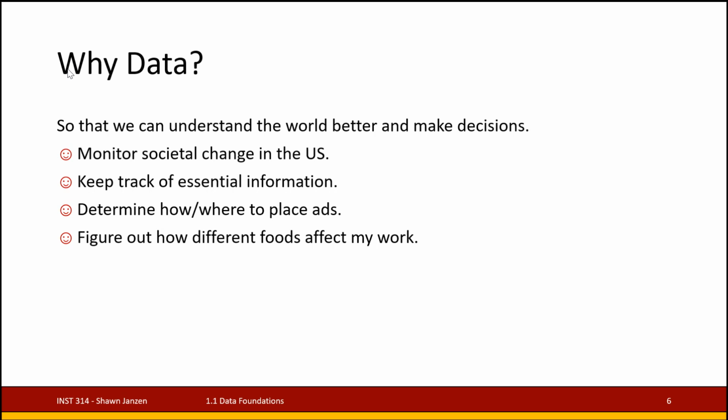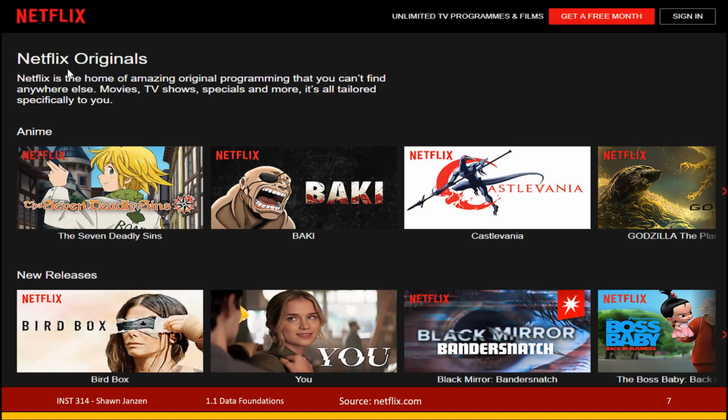Why are we worrying about data in the first place? Well, it's fundamental that we understand data so we can make our world better and make good decisions about making the world better. We can do it for things like monitoring societal change in the US, keeping track of essential information, determining how or where to place ads. Every time you go to Google or Yahoo or Bing, you're going to see advertisements pop up. Well, if we know your data, we can target things better to your particular choices. We can also find out different things like how different foods might affect my work. Maybe I find out that some things help me sleep better at night.